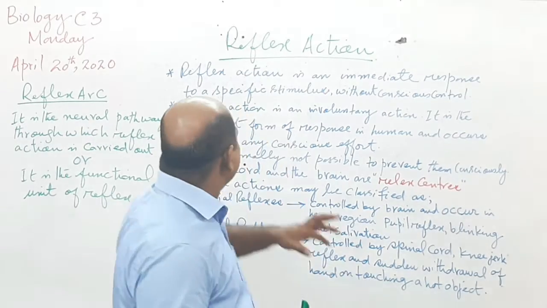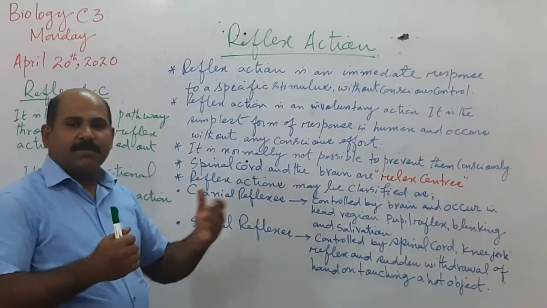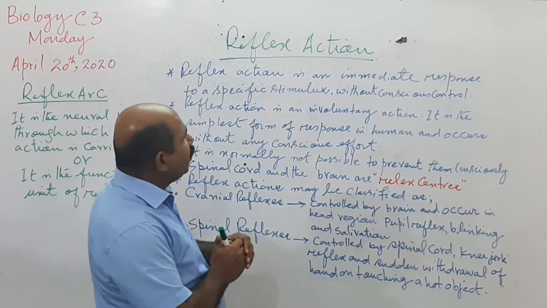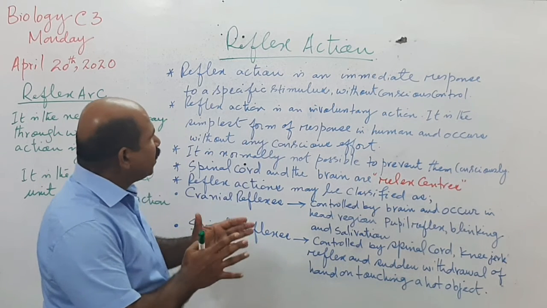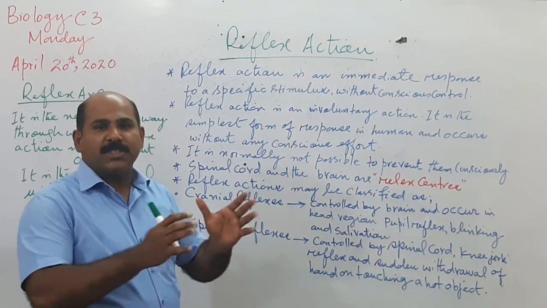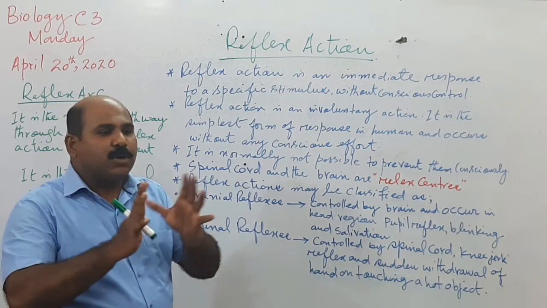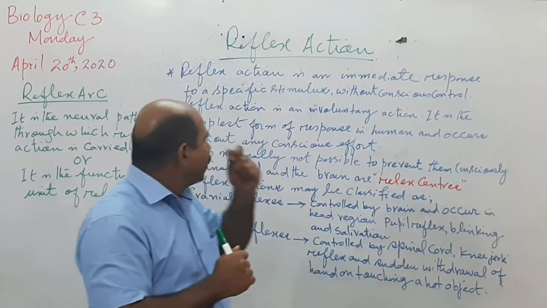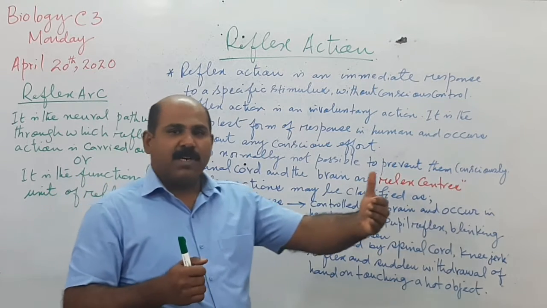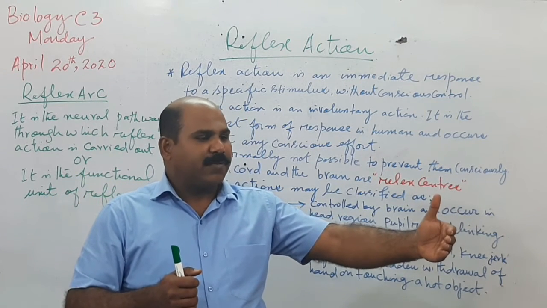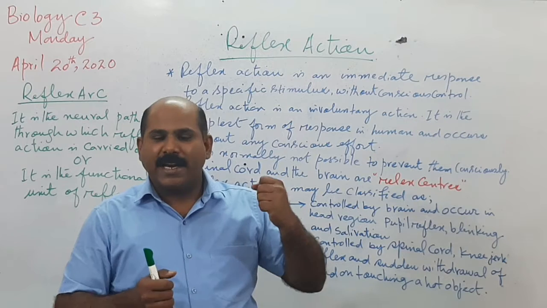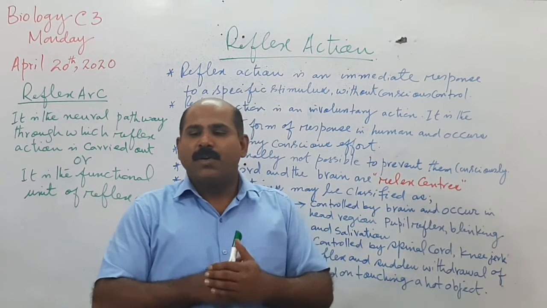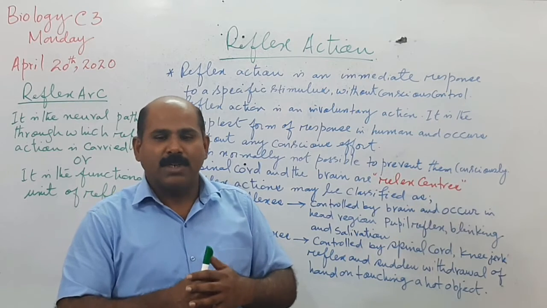Reflex action is basically, as I discussed in short form with you, an immediate response to a specific stimulus without conscious control, in which your brain is not involved. That is known as a reflex action. For example, if we touch a hot object and we just withdraw our hand, and there is an example of knee jerk. We can also show how the knee jerk can be carried out.